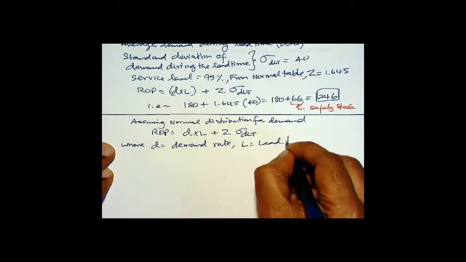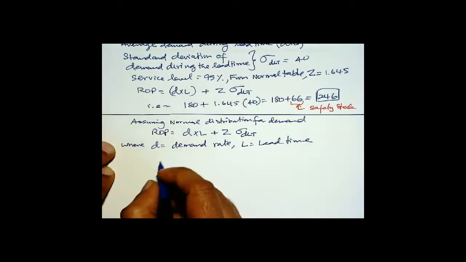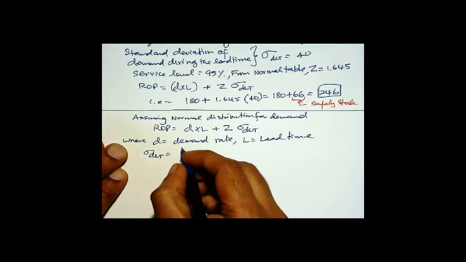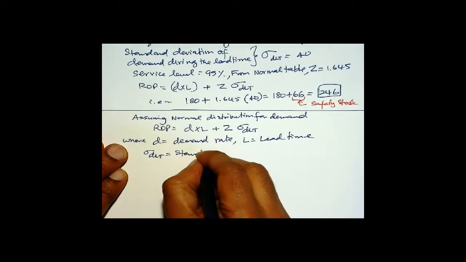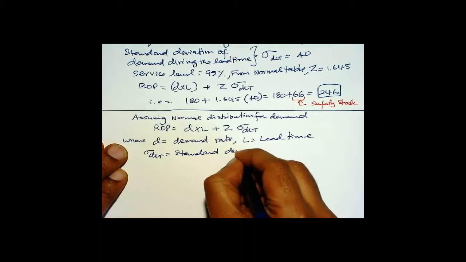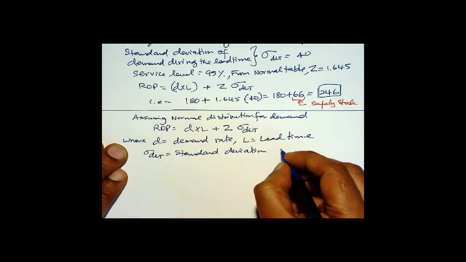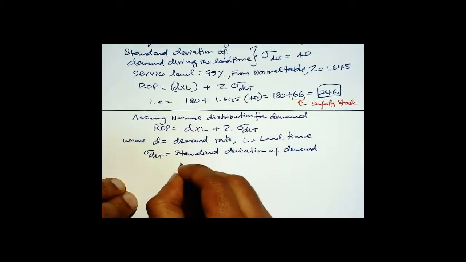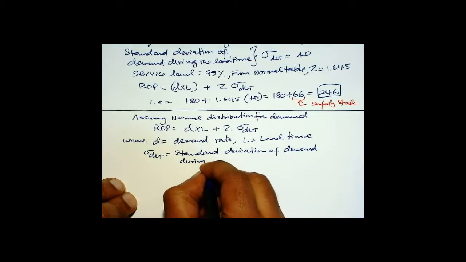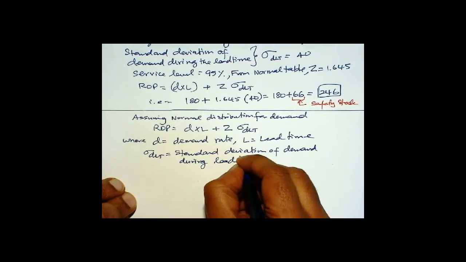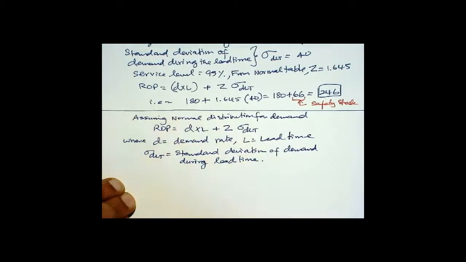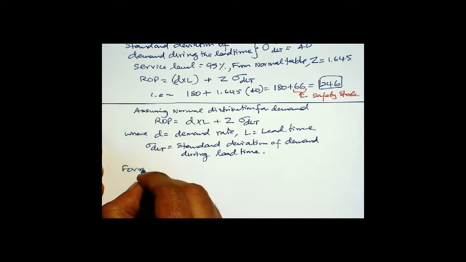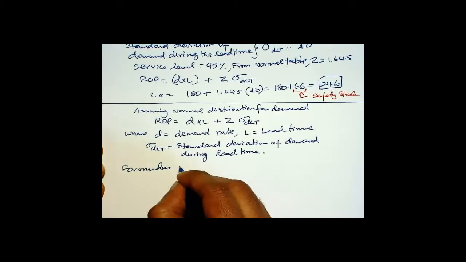and sigma sub DLT is the standard deviation of demand during lead time. Now, what are the formulas for sigma sub DLT?